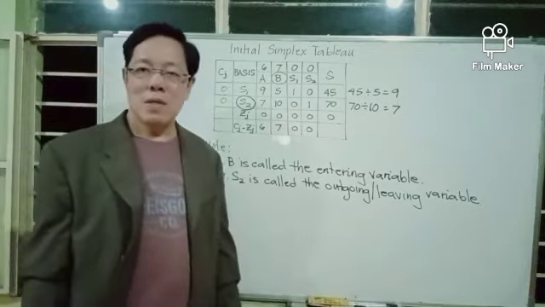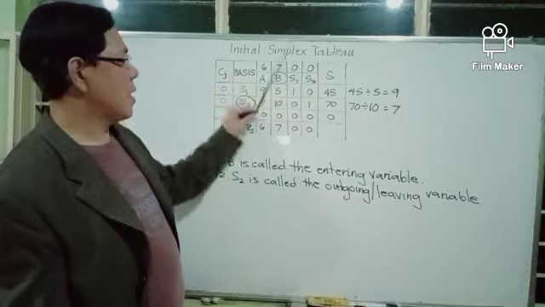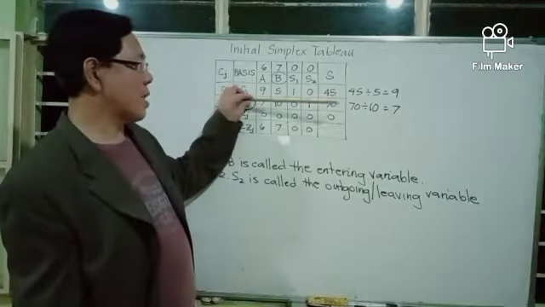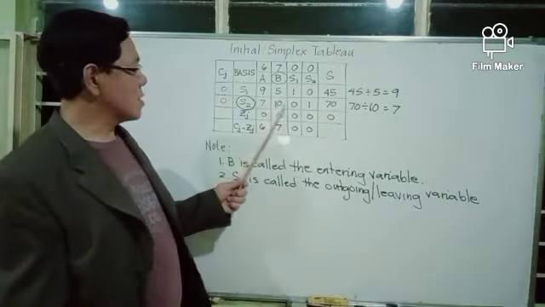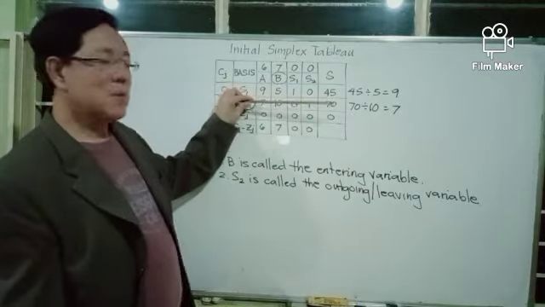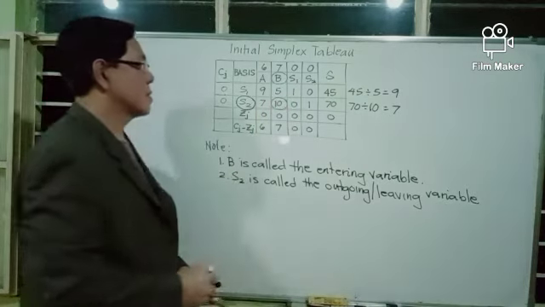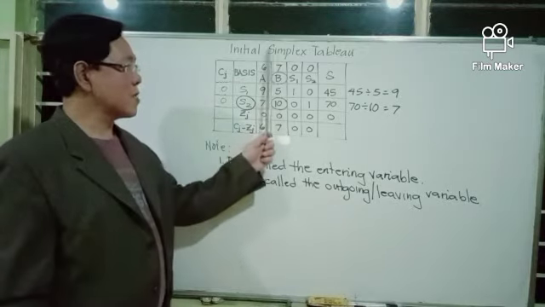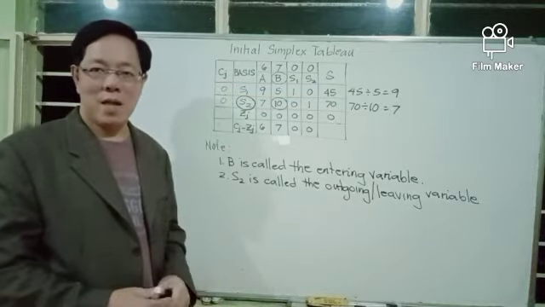You look at the intersection of the pivot row and the pivot column. That entry at the intersection of the pivot row and the pivot column is called the pivot element. And you can see that the element at the intersection of the pivot column and the pivot row is 10. This entry 10 is what we call the pivot element.